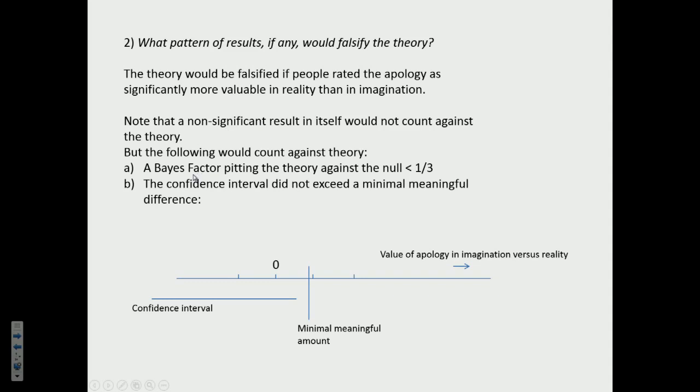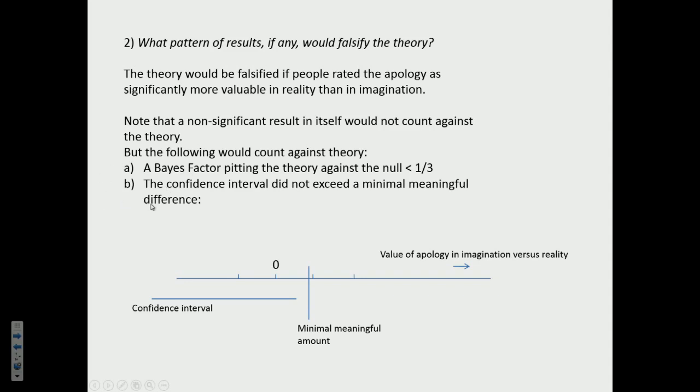But we do have means for interpreting non-significant results in meaningful ways. So you could have a Bayes factor less than a third. That means you would have evidence for the null hypothesis and against the theory, so that would count against the theory. Or if you're able to come up with a minimal meaningful amount that you're happy with, and the confidence interval did not exceed that minimal meaningful amount, then that would also count against the theory.